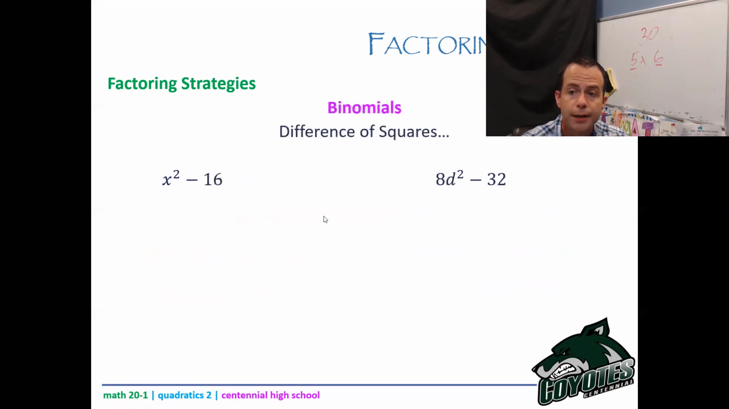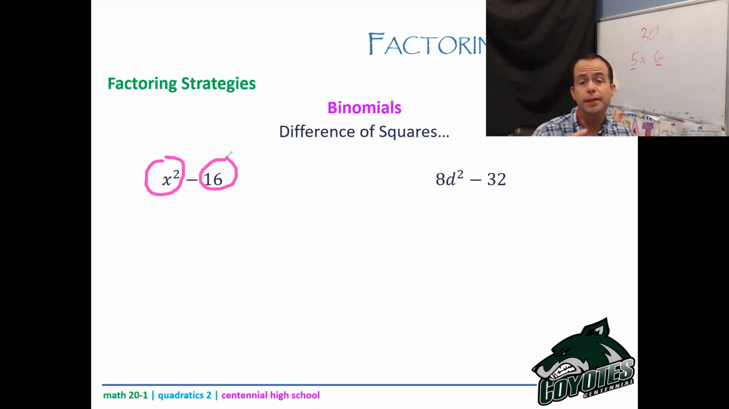Okay, binomials. When we deal with binomials, it just means we have two terms. In factoring, the biggest thing we're looking for here is something called a difference of squares. A difference of squares is when you have a perfect square minus a perfect square. Now, what I mean by the perfect square is you know what the square root is, okay? X squared, you see this guy right in the front here, x squared is a perfect square because I know its square root. Its square root is x. 16 is a perfect square because I know its square root. Its square root is 4, okay?